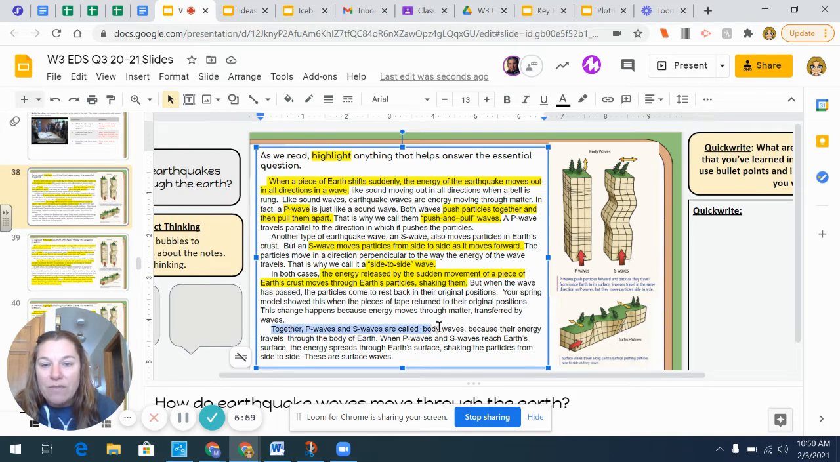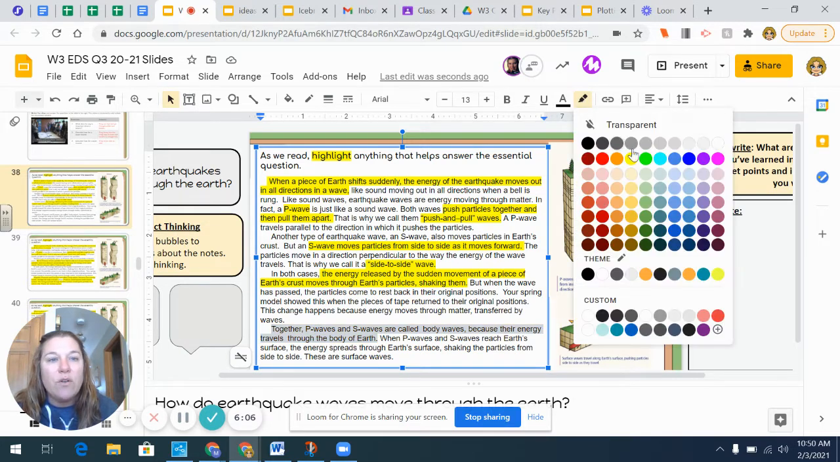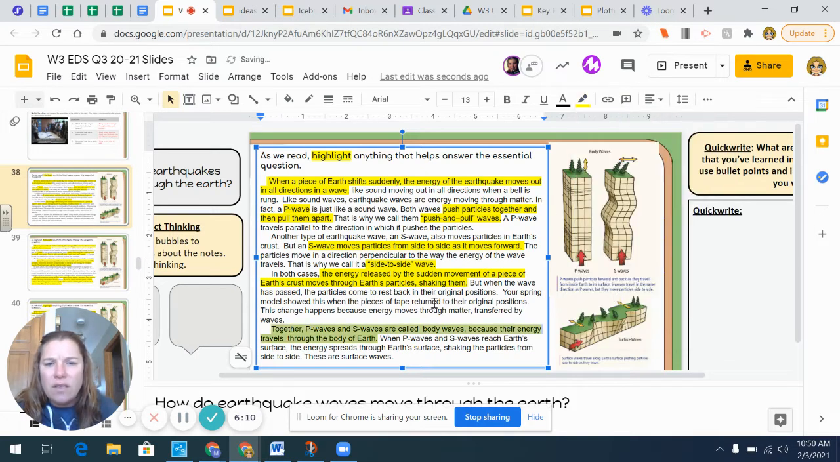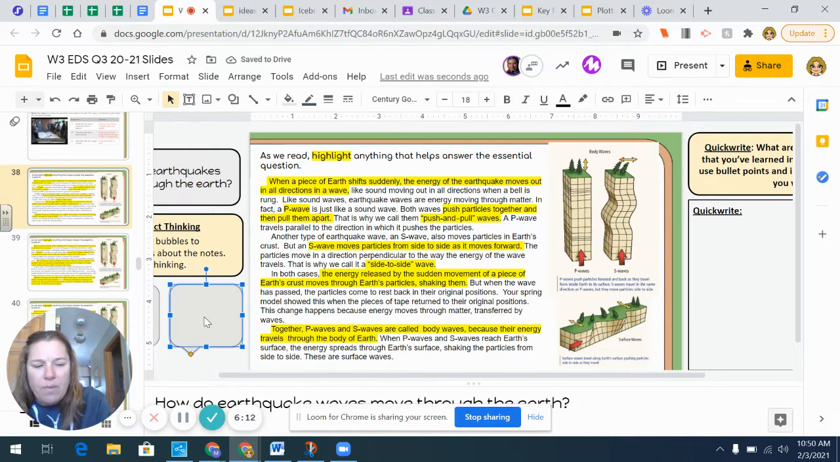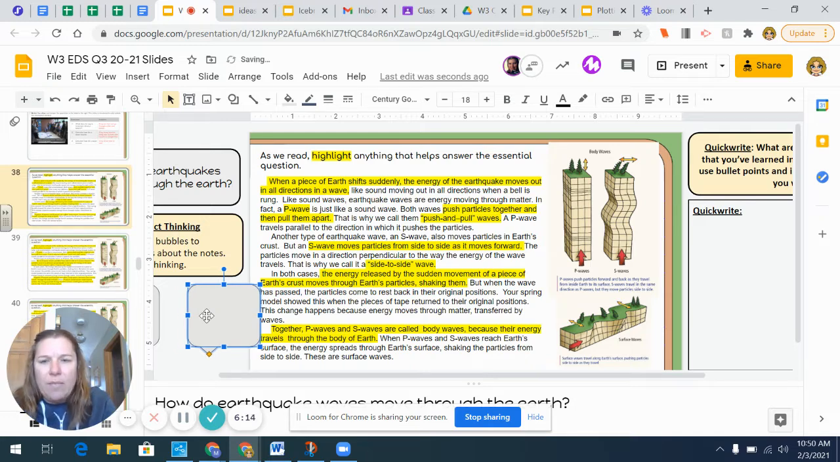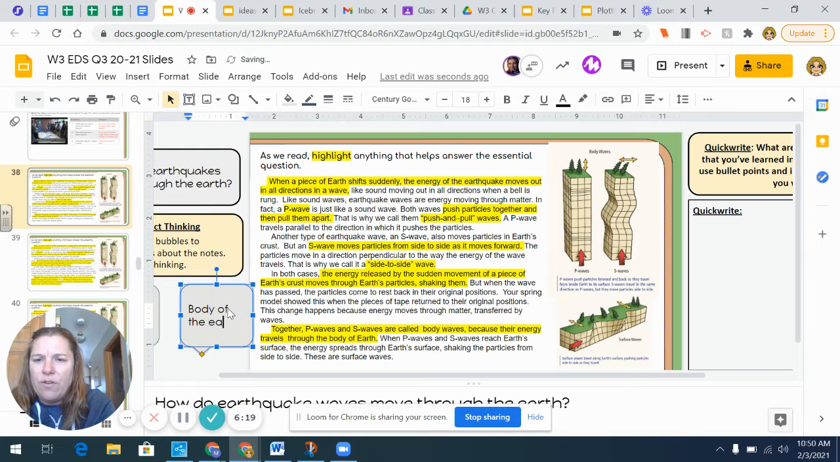Together, P and S waves are called body waves because their energy travels through the body of the Earth. So we call those body waves, it goes through the body of the Earth. And you know what? When I'm thinking about this, I'm going to kind of put a thought bubble over here. I'm going to say, body of the Earth is inside.